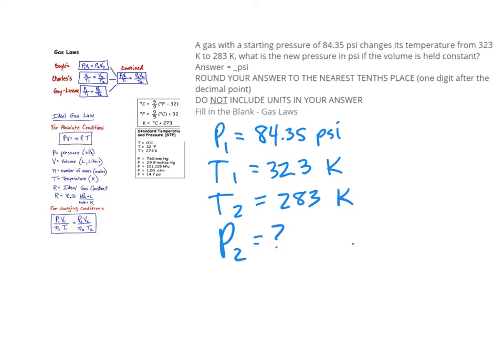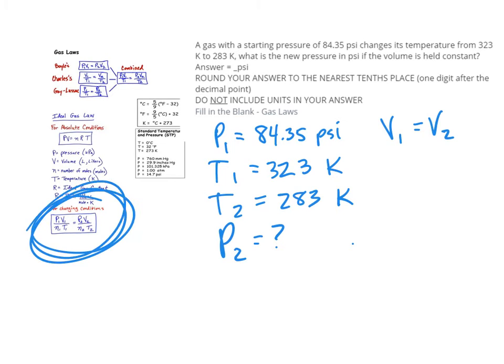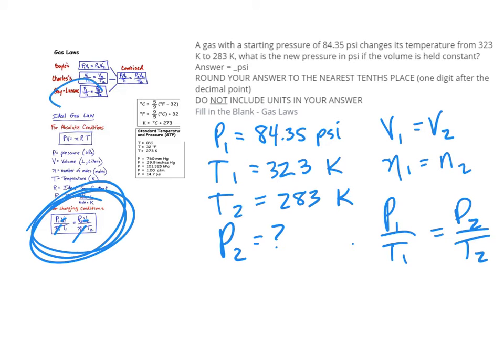If the volume is held constant, what does that mean? That means that V1 equals V2. They didn't say anything about moles, so I'm going to assume that the moles don't change either, so N1 equals N2. My N's can cancel out, my V's can cancel out. My equation reduces to P1 over T1 equals P2 over T2. That's the special case that we call Gay-Lussac. We're trying to find P2.